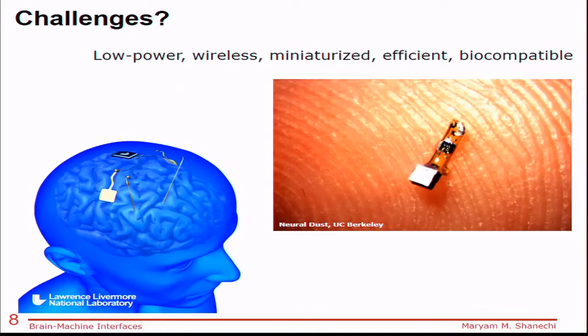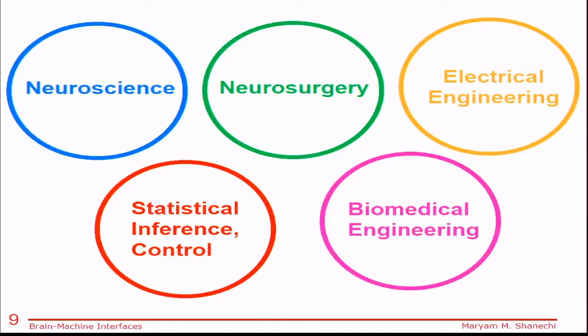And this device has to be wireless, low power, efficient, and biocompatible. So there are a lot of challenges on the side of integrated circuits that people are working on. So as you can see, this is a truly interdisciplinary field at the interface of neuroscience, neurosurgery, electrical engineering, statistical inference, control, biomedical engineering. And really, the field is quite diverse in the sense of people with various expertise that try to build these systems.